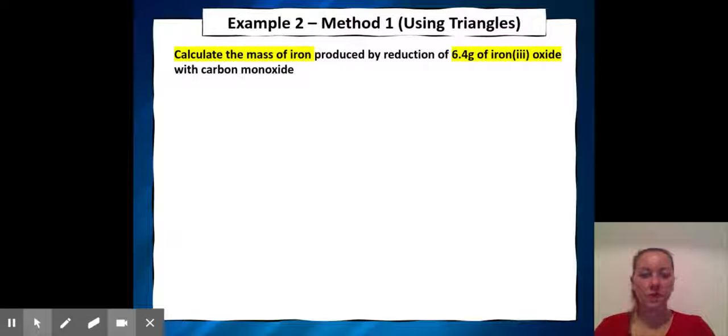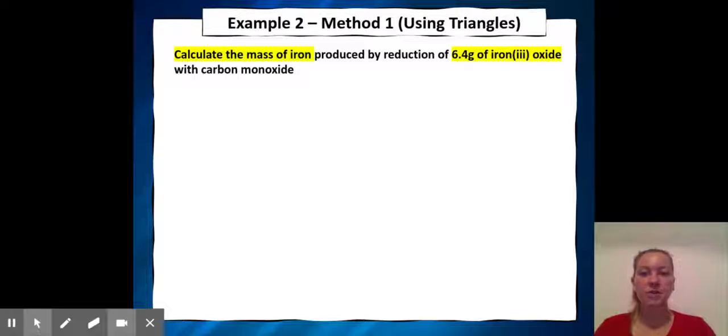So here is another example. First of all, using the triangles, and then we're going to use the mole ratio example. Now make sure when you are writing these out, the method that you understand the best, use that one and completely ignore the other one.